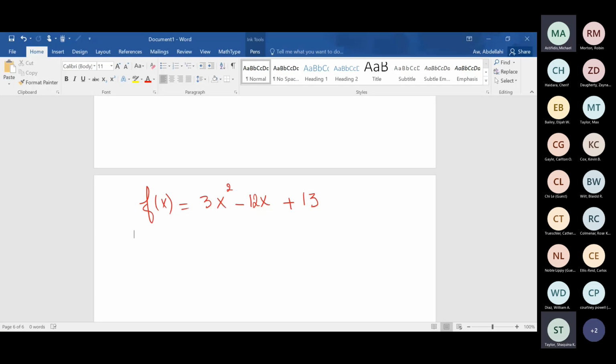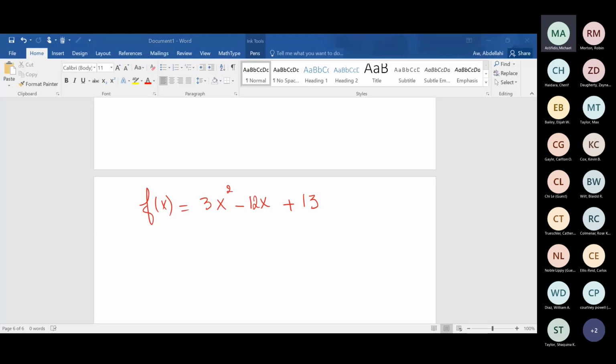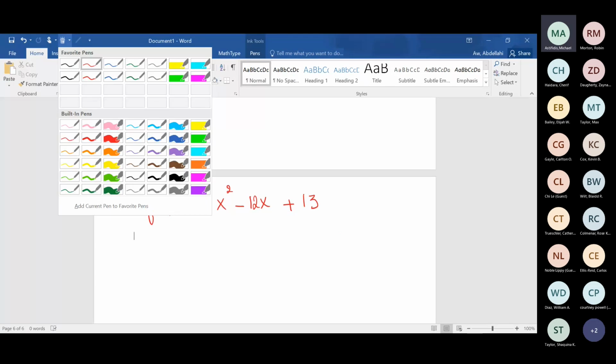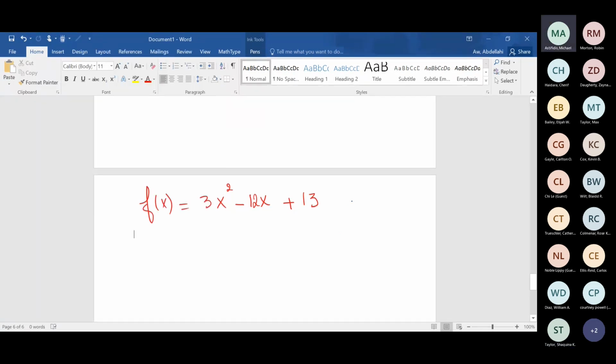Don't you have to change the form? Yes, you see, it's very hard. Just looking at this, it's very hard to say the vertex is this or that. Maybe somebody can do it if they are very good with mental math. But if you want to find the vertex, we have to do a few steps to write the vertex form. We're going to do them together.